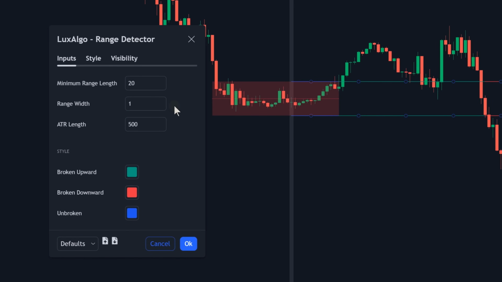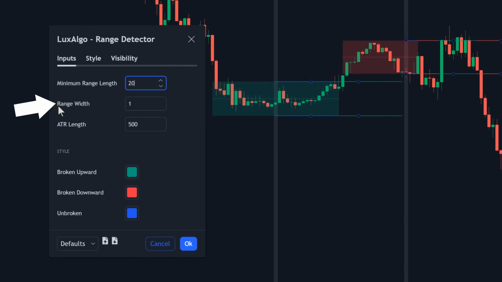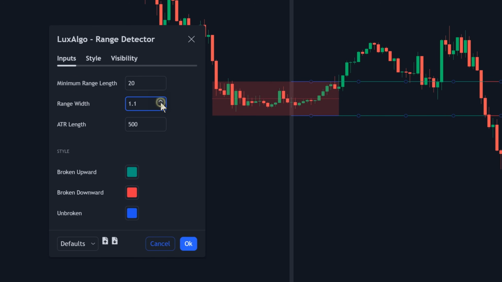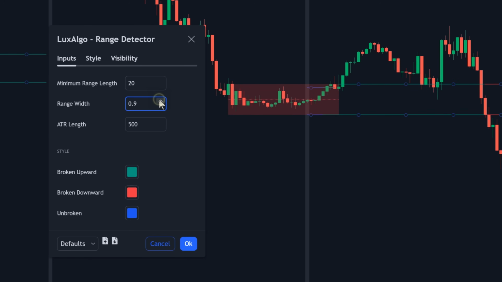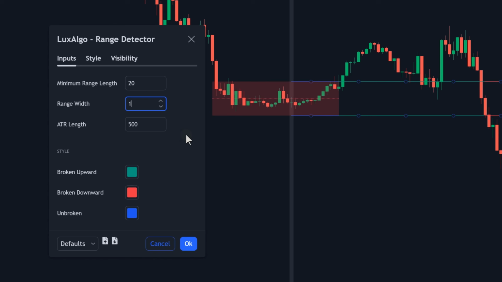Now, right here we can see that we have these customizable options that we can change to suit our trading strategy. For the strategy we're going to showcase in this video, all the settings are going to be left at the default values. The minimum range length specifies the minimum number of bars needed to detect a range. The range width refers to the ATR multiplier used to detect new ranges. Lower values result in the detection of narrower ranges, and higher values might lead to false signals because the indicator will be more sensitive to price.